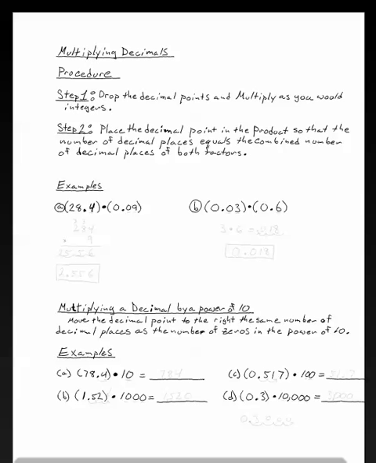So if we look at example A, in the first number, 28.4, there's one decimal digit. In 0.09, there are two decimal digits. So we have one decimal digit right here and two decimal digits here. So our answer is going to have three decimal digits. So we're going to first drop our decimals. So 28.4 I'll write as 284. 0.09, if I drop the decimal point, I get 009, which is the same as just 9.